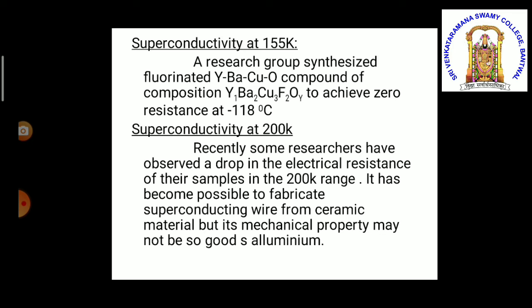Superconductivity at 155 Kelvin. A group of researchers synthesized a fluorinated compound whose critical temperature was minus 118 degrees Celsius. Superconductivity at 200 Kelvin. Recently, some researchers have observed a drop in the electrical resistance. That means it will become a superconductor in the 200 Kelvin range. It has become possible to fabricate superconducting wire from ceramic material, but its mechanical property was not as good as aluminium.